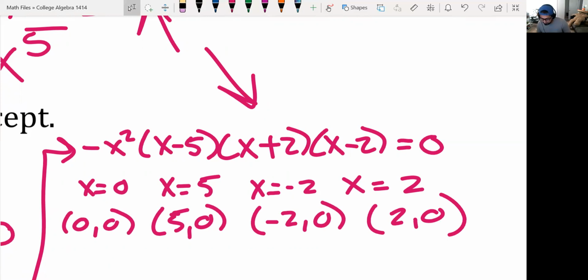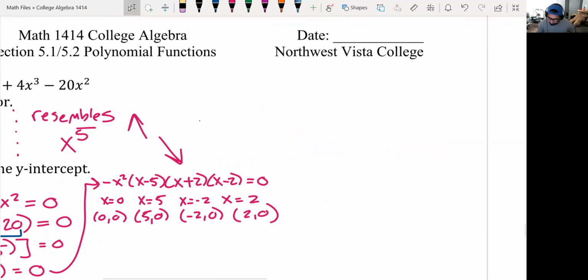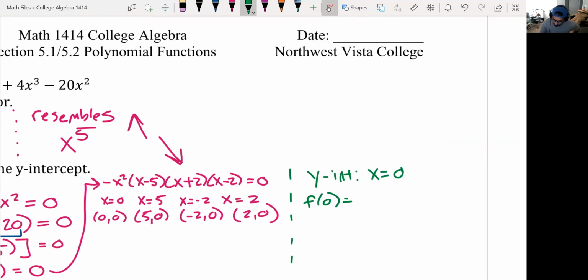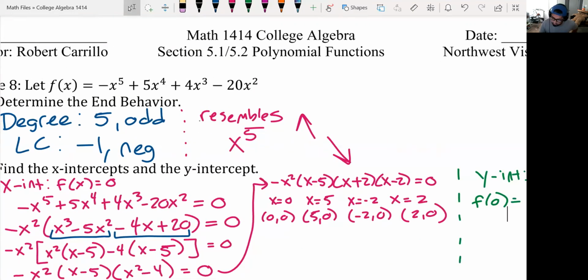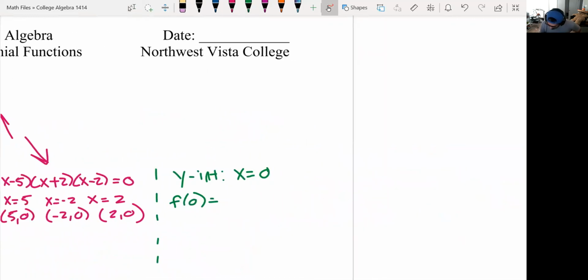Next is my Y-intercept, which is always easy. And if I plug 0 into the original function, 0, 0, 0, 0, we get 0. Oh my goodness. Too easy. There's my Y-intercept.